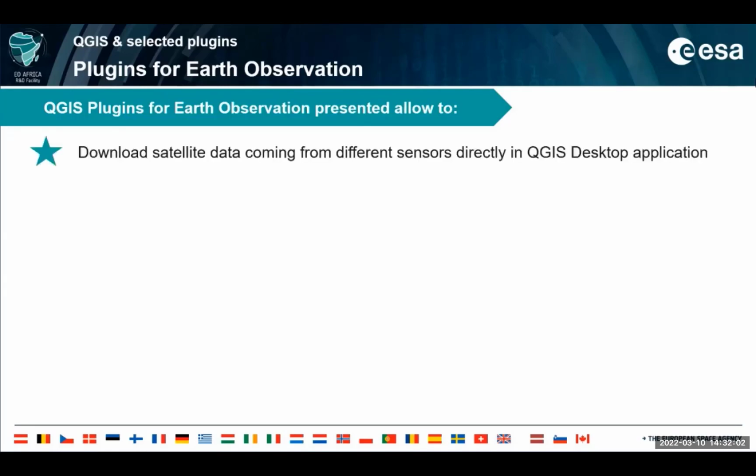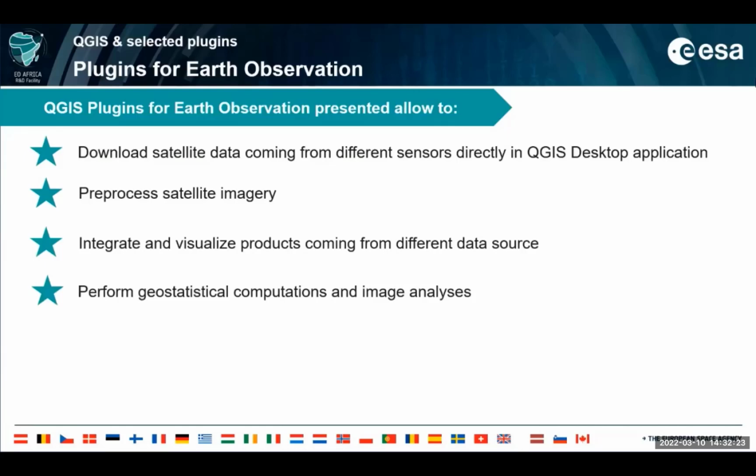They allow to download satellite data coming from different sensors directly in the QGIS desktop application without need to search for them in dedicated platforms. They allow also to pre-process satellite imagery, even atmospheric correction can be performed. They allow to integrate and visualize products from different data sources, perform geostatistical computations and image analysis, as well as perform supervised and unsupervised classification.